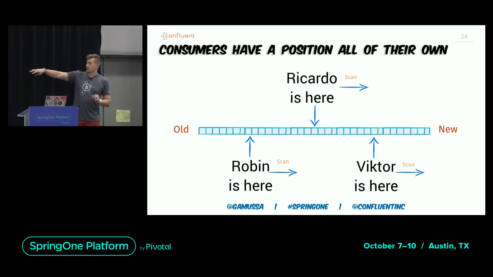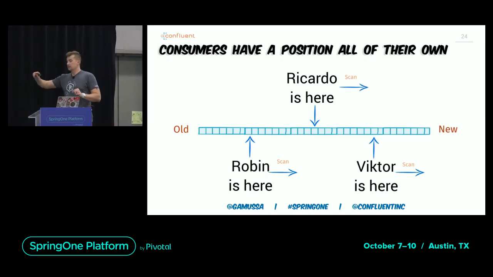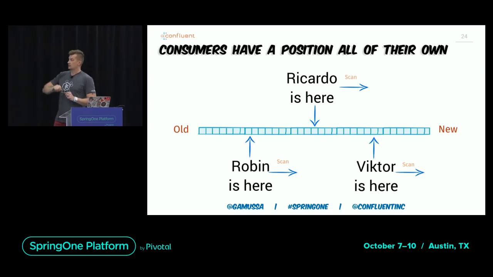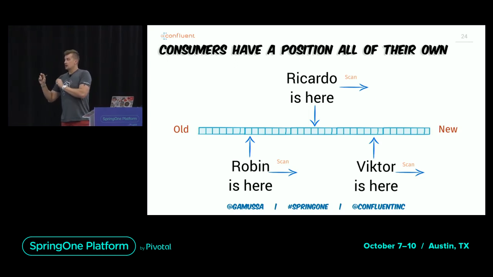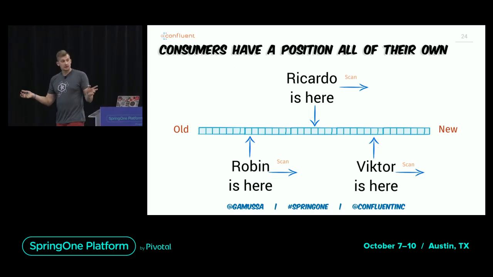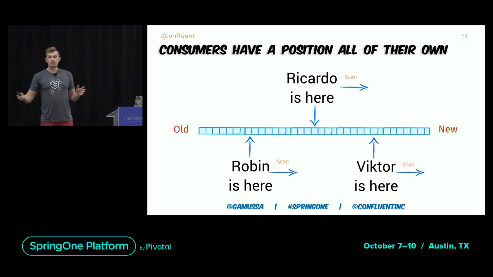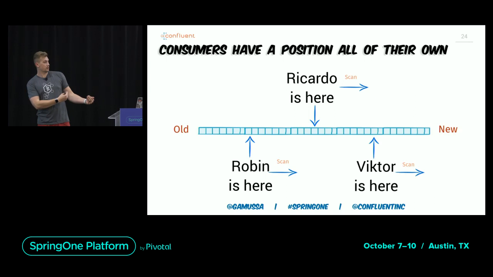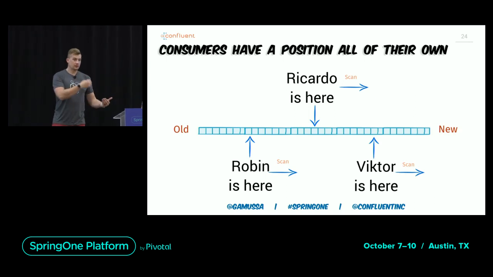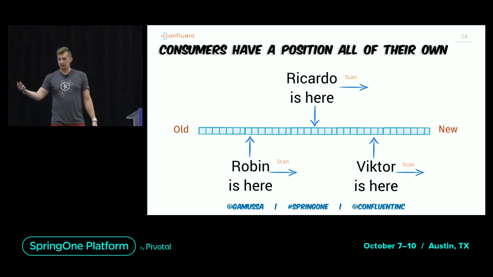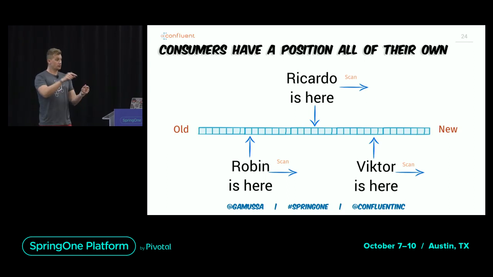So in this particular case, I have Ricardo, Robin, and Viktor as the consumers of this data. They're reading at different speeds. Why are they reading at different speeds? Because they might be doing something different. One of the consumers might have a different algorithm of processing the data. For example, if we take back this example with a book, English is my second language, so I'm reading a book with a vocabulary. So I need to go and look up certain words in this vocabulary.